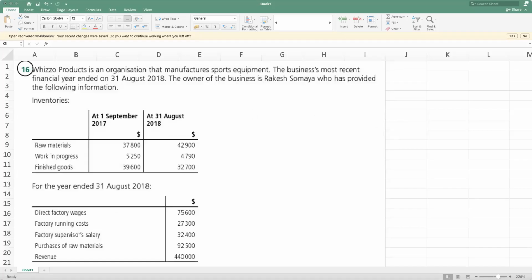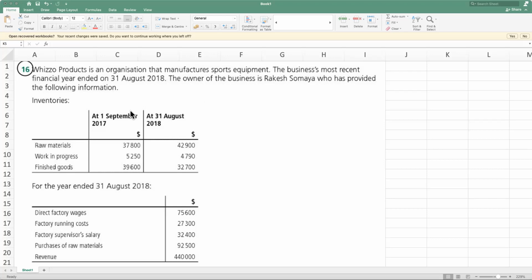Question 16 in your manufacturing accounts, which is practice 5.18 onwards. Visual Products is an organization that manufactures sports equipment. The business's most recent financial year ended on 31st August 2018. The owner of the business is Rakesh Somaya, who has provided the following information.